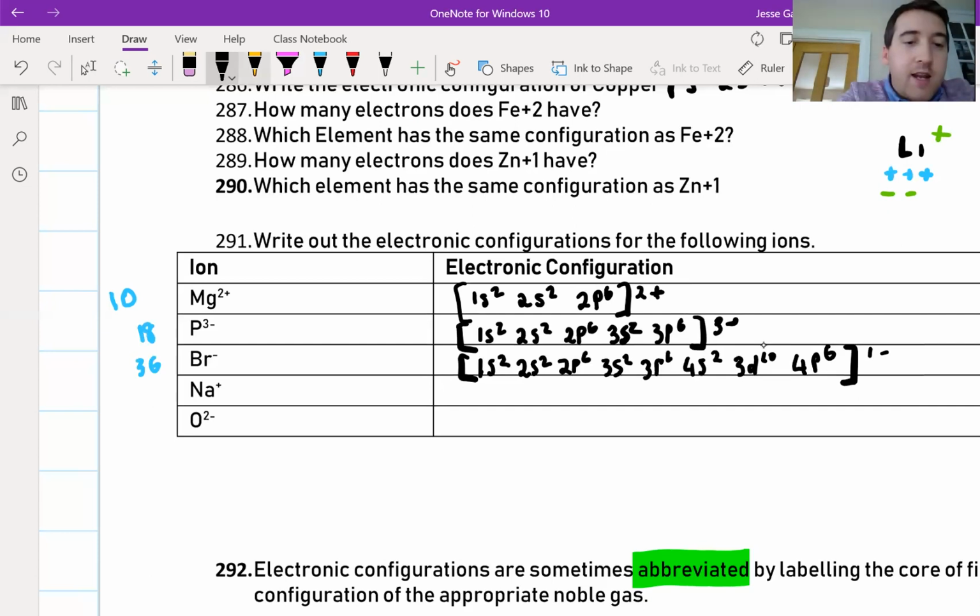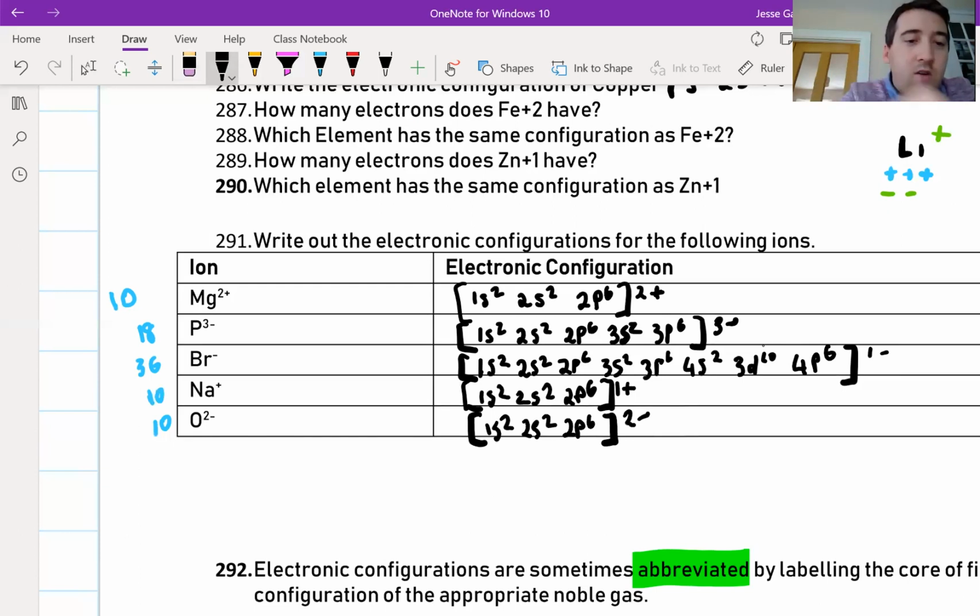Sodium has 10 electrons, and it's 1s2, 2s2, 2p6 with a plus 1 charge. And then O2 minus also has 10 electrons. 1s2, 2s2, 2p6, that's it. Square brackets, and that's a 2 minus.